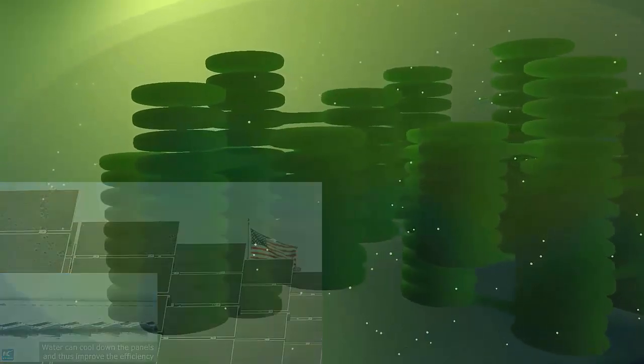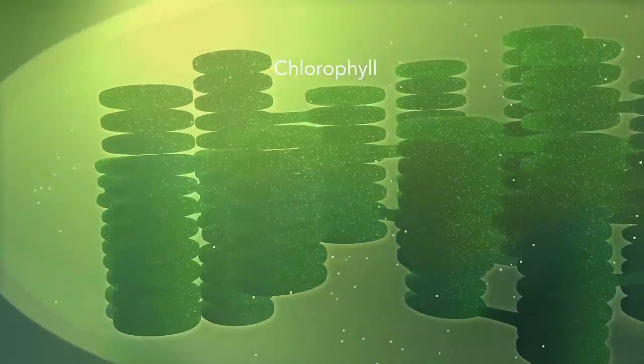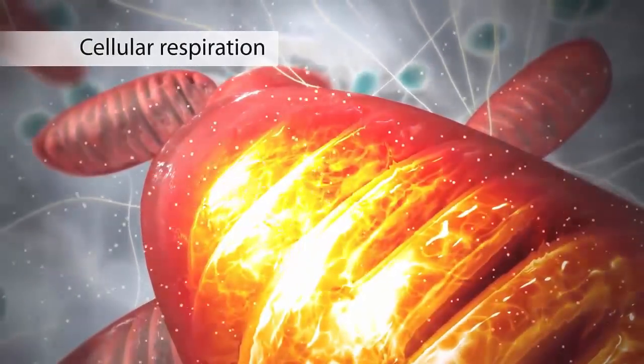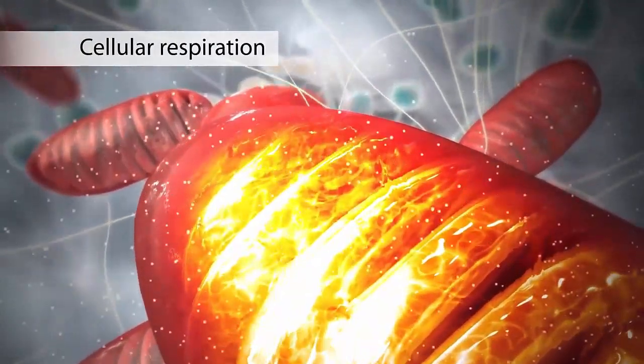They are self-sustaining because they can produce their own food via photosynthesis using solar energy in chloroplast. And this food can be burned via cellular respiration in the mitochondria to produce energy when needed.